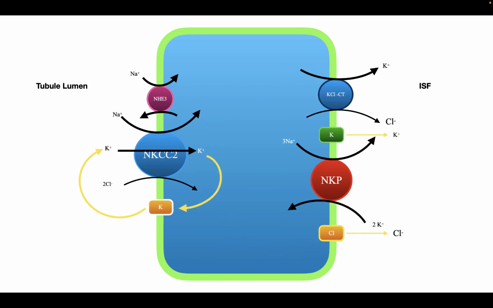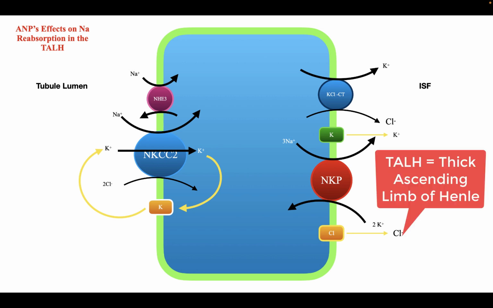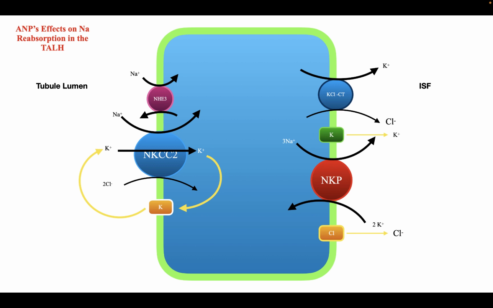So the next section of the nephron that we're going to look at is the thick ascending limb of Henle. So how does ANP affect sodium reabsorption in the thick ascending limb of Henle? Well, when ANP binds to the ANP receptor, the ANP receptor will convert GTP into cyclic GMP. Cyclic GMP will then activate another protein called phosphodiesterase 2. And phosphodiesterase 2 hydrolyzes cyclic AMP into AMP.